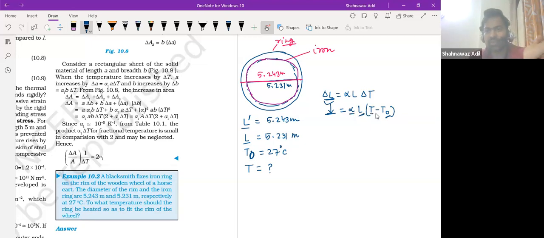So can we solve this part? Because there are two unknowns, we have only one equation. Can we solve this part? Yes, guys. Without knowing alpha, can we solve this for T? Can we solve this?